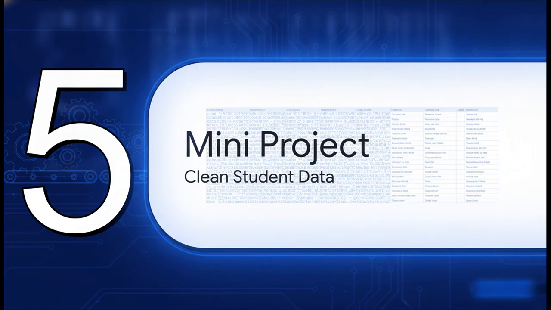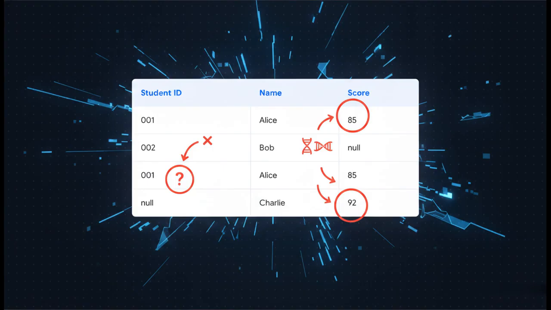All right, let's actually apply these concepts to reality. Welcome to Section 5, the Student Data Mini Project. Take a look at this. This is exactly what a data scientist sees on day one. It's a mess. Notice those glaring null values? That's incomplete data. And check out those exact duplicate rows. A data set like this is an absolute recipe for a confused AI model.